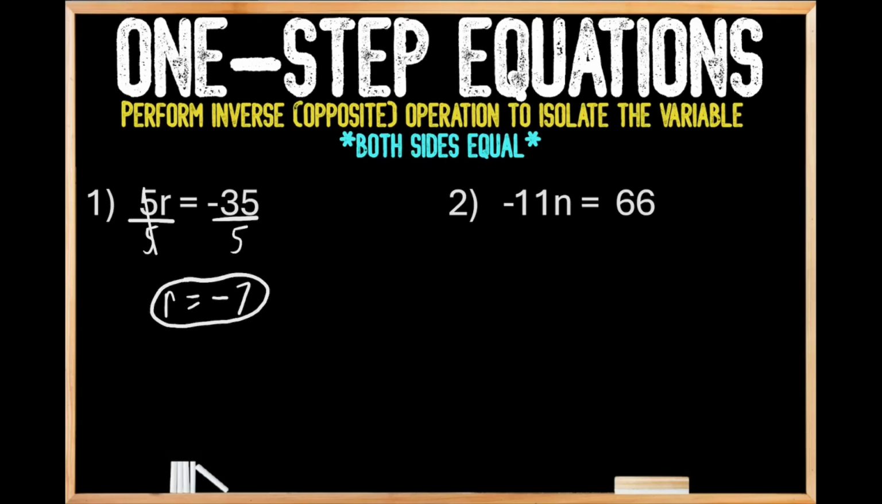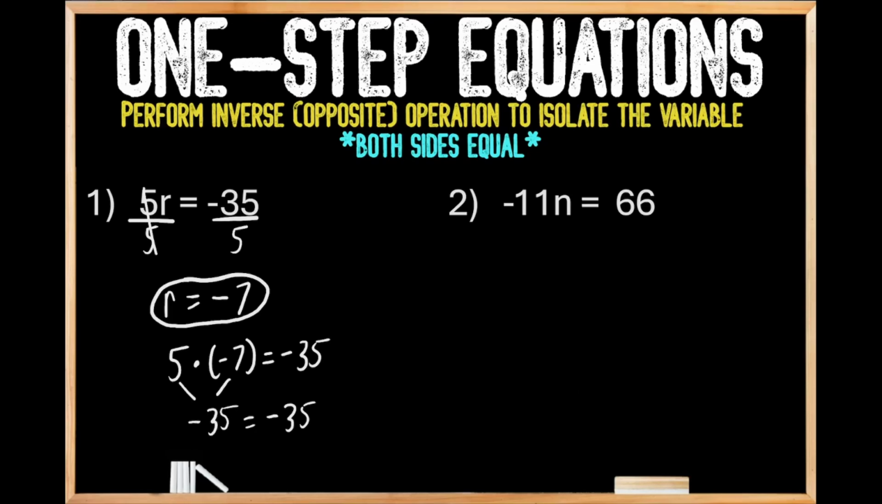And we are going to double check this just to make sure that we got the correct answer by inputting our value for r in our original problem. So we have 5 times negative 7 equals negative 35. Since we're multiplying our positive 5 by a negative 7, we're going to be getting a negative product because we're multiplying a positive by a negative. And when we multiply 5 times negative 7, we get negative 35. And then since both sides of this equation are equal, it means that we have the correct answer. R is equal to negative 7.